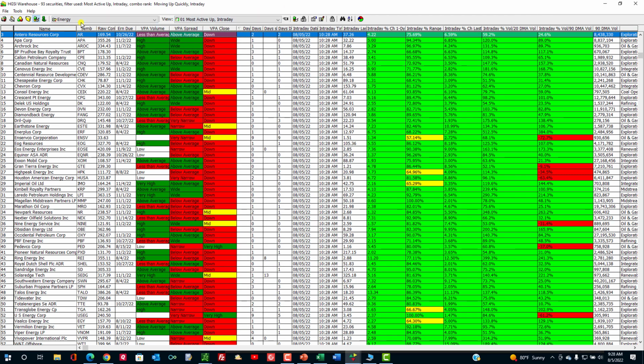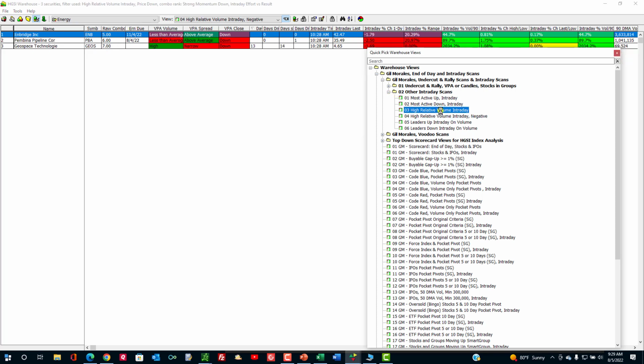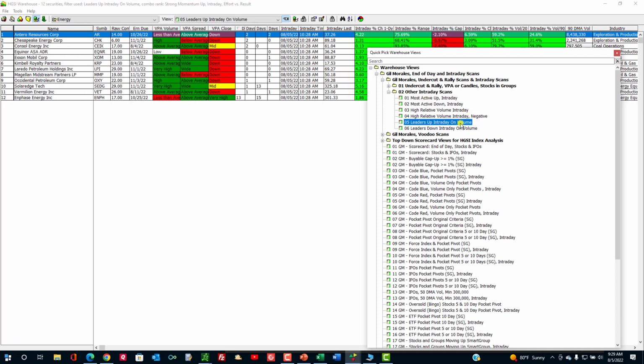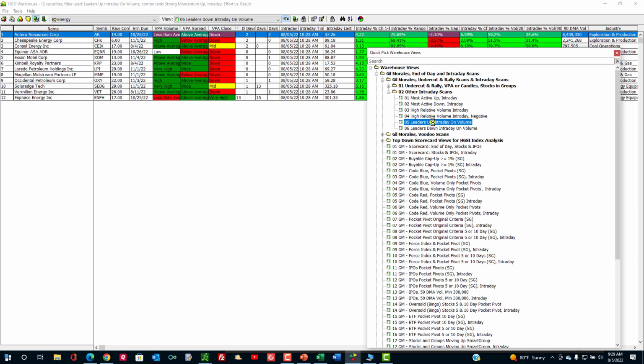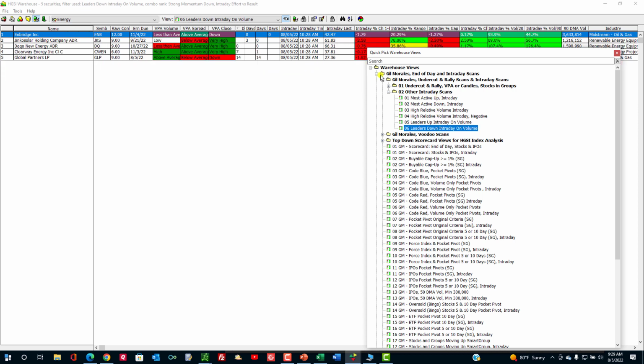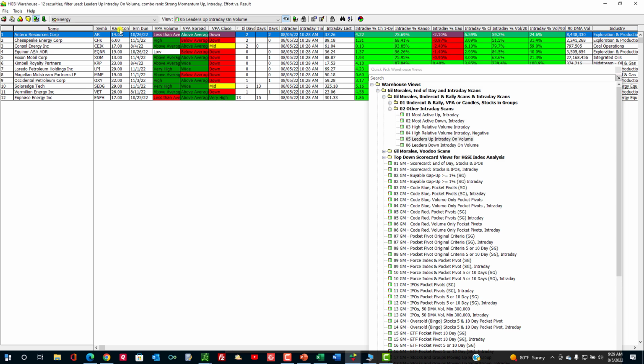Now let's take this same list, the energy stocks, and I'm going to go to the quick pick. This is most active up. These are high relative volume. These are leaders up on volume. To be a leader, the fan has to be up. And these are leaders down on volume within the energy sector. A leader, in my definition in the filter, is that if a fan's up, it's a leader. These are potential shorts if they're down with a fan up. That's why this is in here. These are the actual leaders.